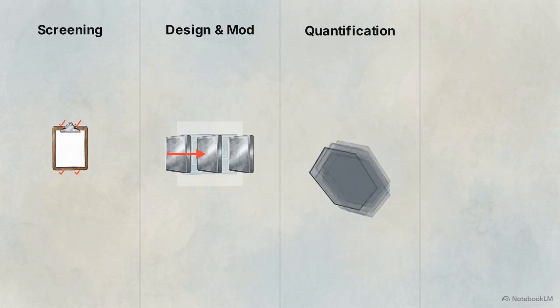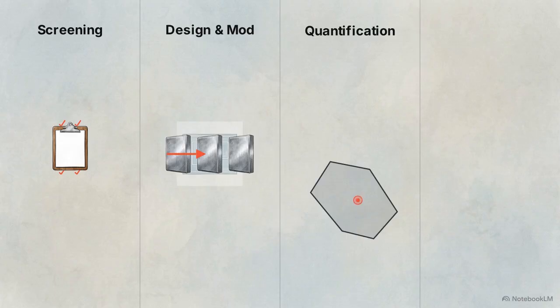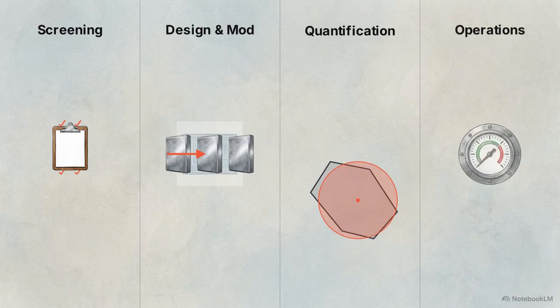QRA, or Quantitative Risk Assessment, assigns numerical frequencies to potential accidents to evaluate land use planning and determine if localized risk zones are tolerable. Once the asset is live, the focus shifts to operations and abnormal states, relying on operational risk assessments and continuous barrier health reviews to manage temporary deviations.